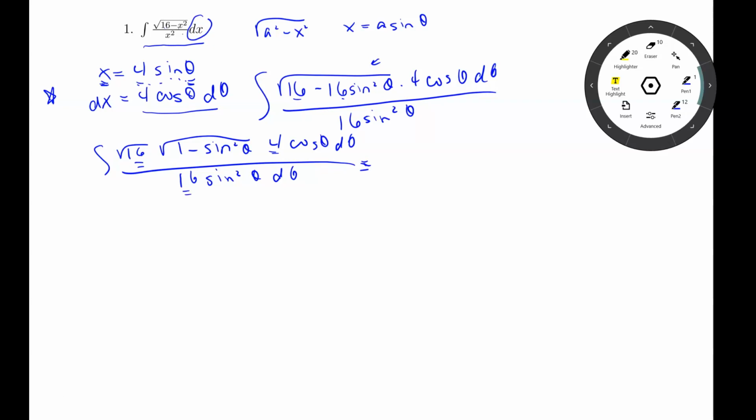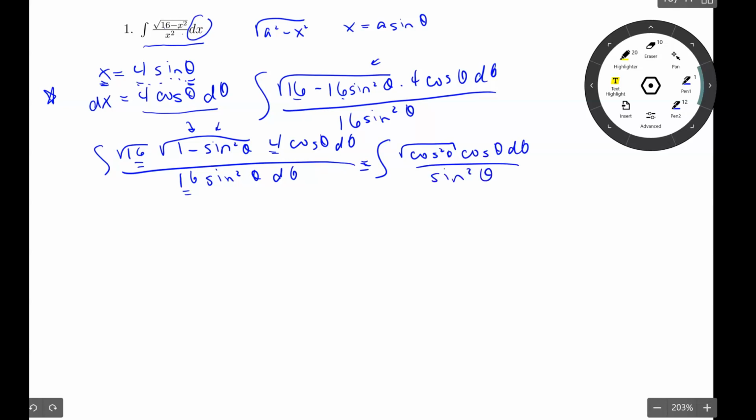So let's talk about this. I have the square root of 1 minus sine squared, so that's the square root of cosine squared. I'm going slow to make sure that you really see it. Now I take the square root of the cosine squared, so that gives me a cosine. So I have a cosine times a cosine, so that's cosine squared over sine squared d theta. What does that give me? That gives me cotangent squared of theta.